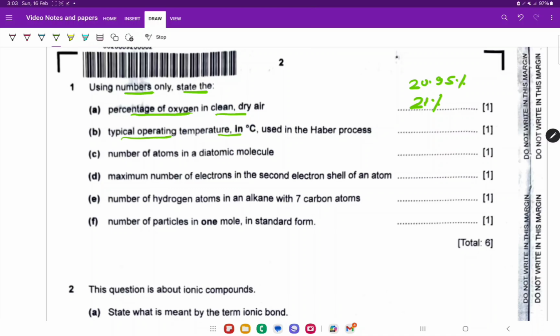Second question is typical operating temperature in degrees Celsius in Haber's process. Now Haber's process is used for preparation of ammonia, and there the temperature required is 450 degrees Celsius, which is a fixed temperature for Haber's process, 450 degrees Celsius. Number of atoms in a diatomic molecule: diatomic means 2 atoms are there, the answer is 2.